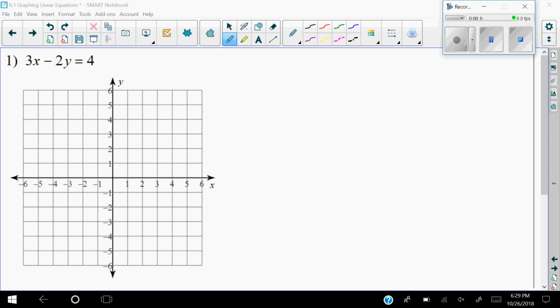Then later we'll take a look at writing a linear equation from a word problem. So let's get started. We want to graph this equation in slope-intercept form, but currently it's in standard form. So the first thing we want to do is put it in slope-intercept form.